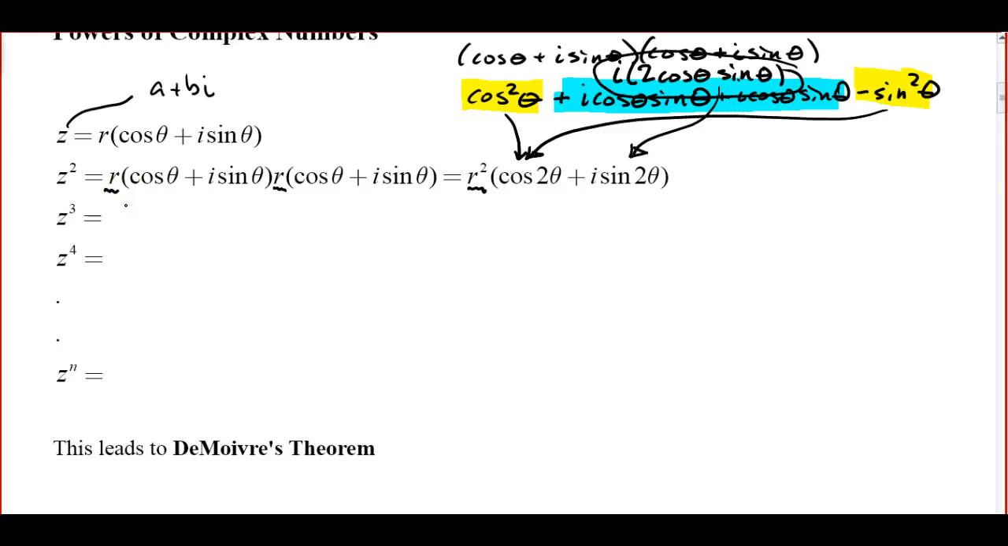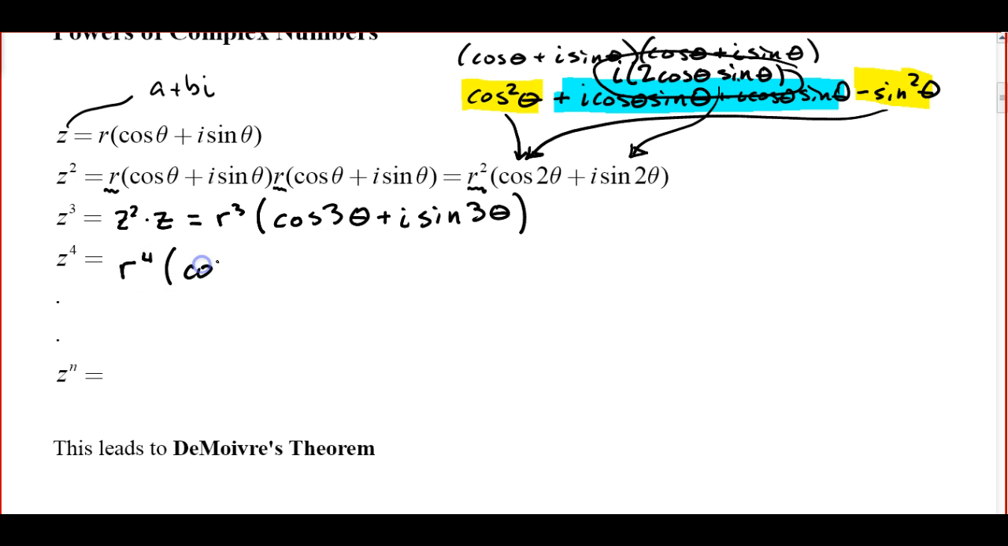So for z cubed, we're going to have z squared times z, and if you want to go through all the algebra, feel free to do that, but I'm just going to go ahead and show you that we're going to have another r, so it's going to be r cubed, and then when we simplify the multiplying out of all the trig functions, we're going to end up with cosine 3 theta plus i sine 3 theta. Again, if you want to work out the algebra with the trig functions, feel free to do that. And then for z to the fourth, if you can see the pattern here, it's going to be r to the fourth times cosine 4 theta plus i sine 4 theta.